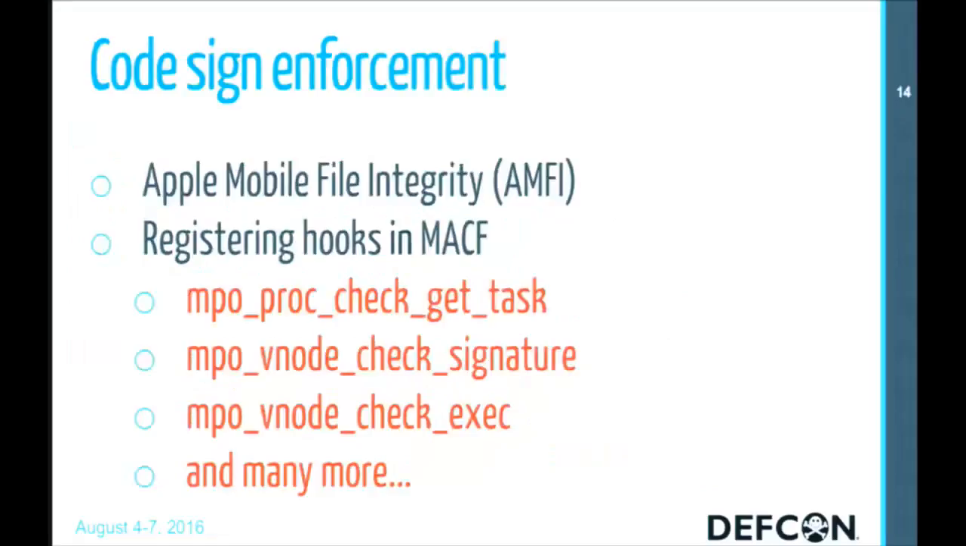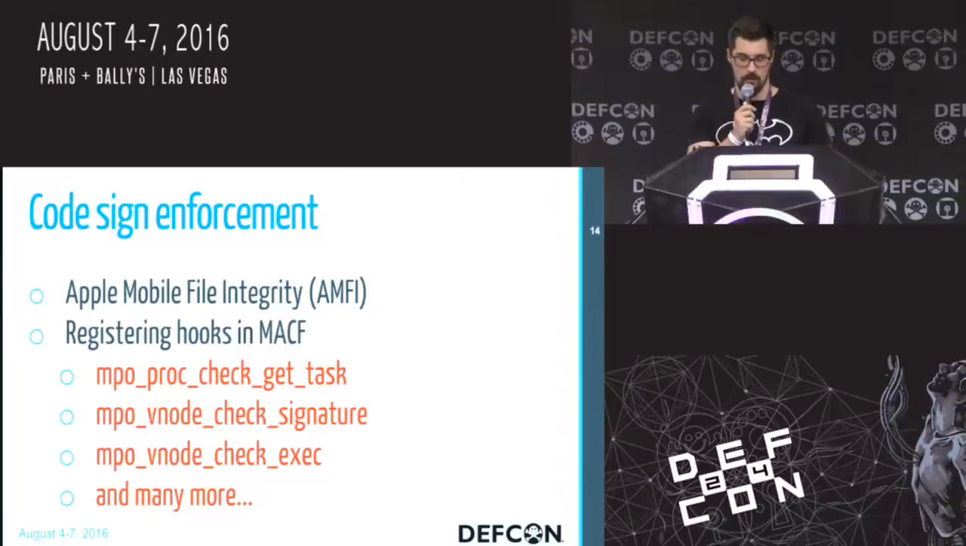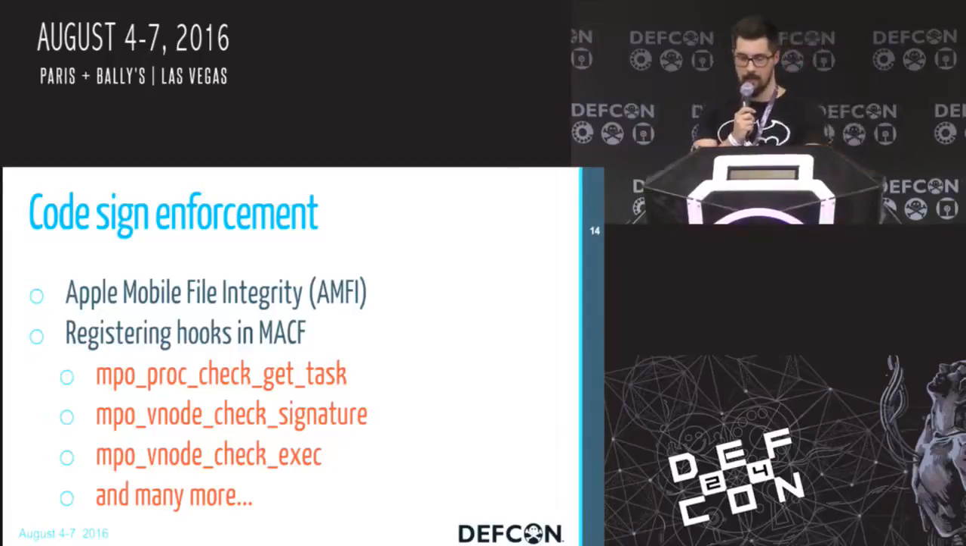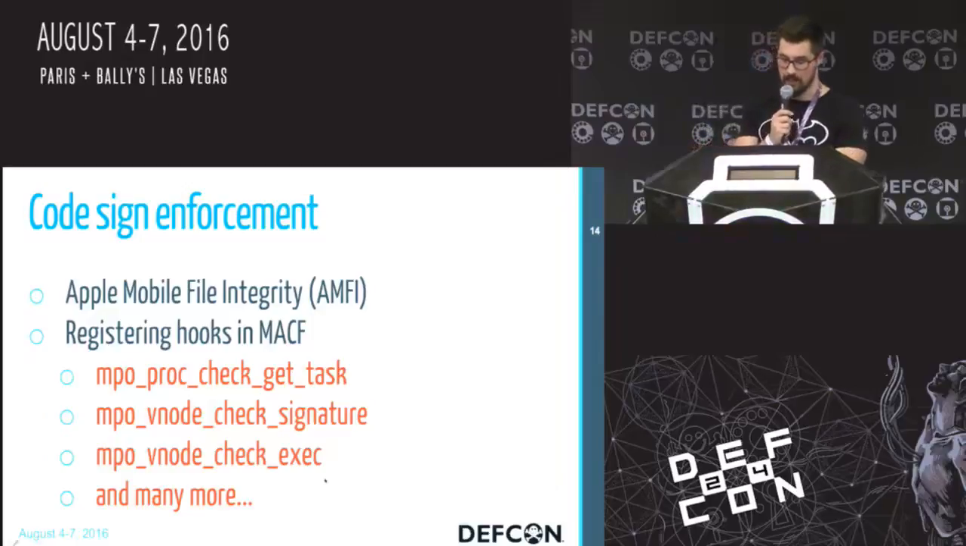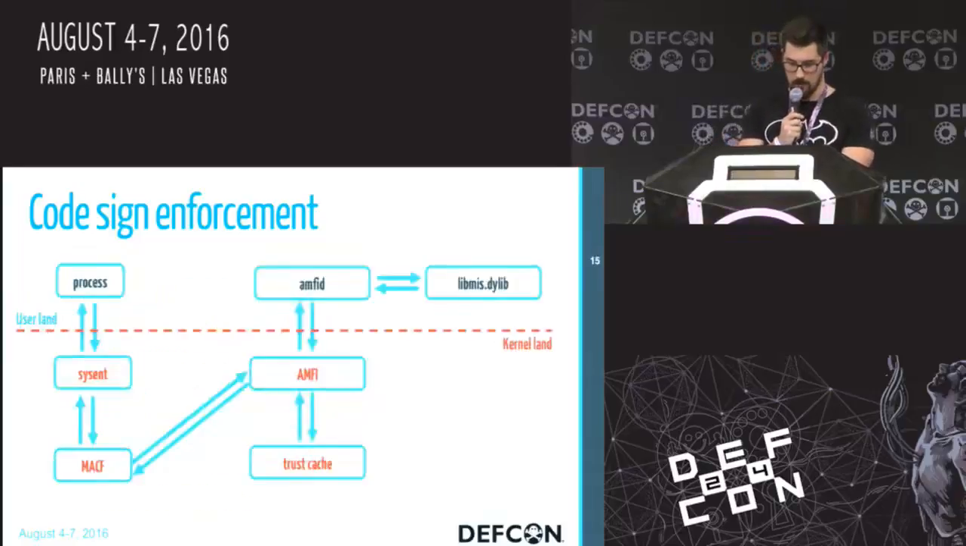A few words on how code sign enforcement works. Apple uses a special kernel extension called MFI, Apple Mobile File Integrity, which registers MAC hooks. There is a huge set of hooks, just a few examples of them, like MPO vnode check exec, which sets the flags CS hard and CS kill for a process, which means that the process should not be allowed to load invalid pages and should be killed if it becomes invalid.